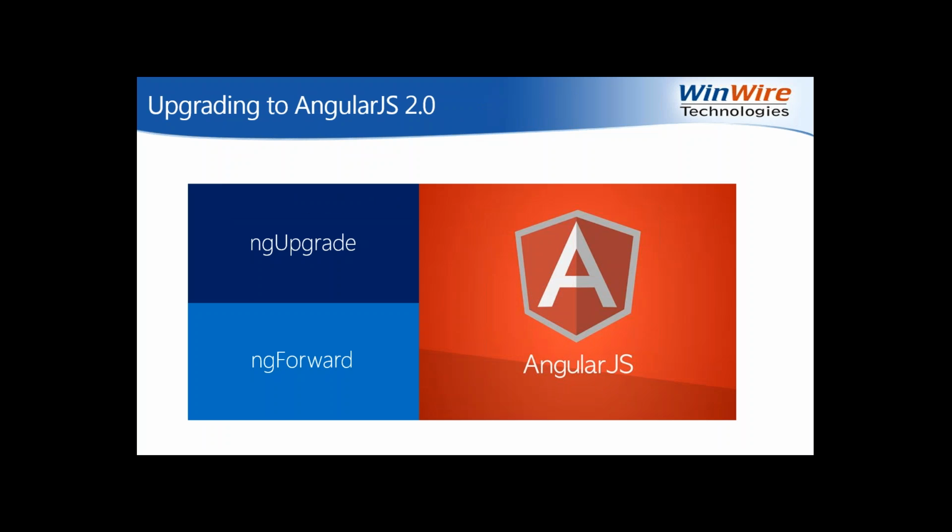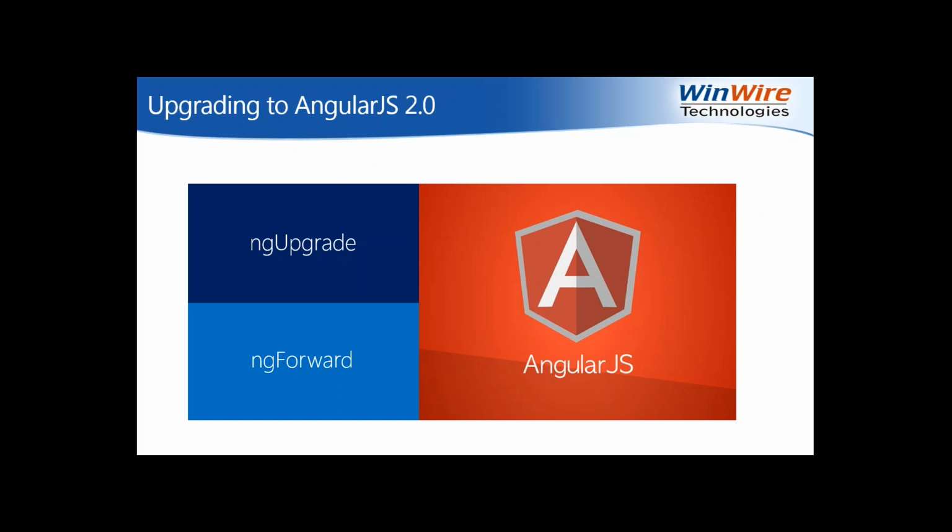Now let's consider scenarios where we already have applications written in Angular 1 and somehow we want to upgrade to Angular 2. So what are the options we have? At the high level, the Angular team has given 2 options: ng upgrade and ng forward. While ng upgrade lets you mix Angular 2 code in your existing Angular 1 application.